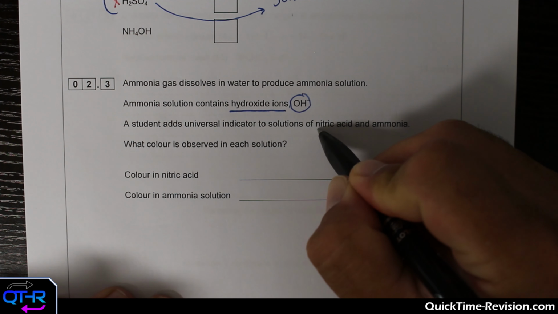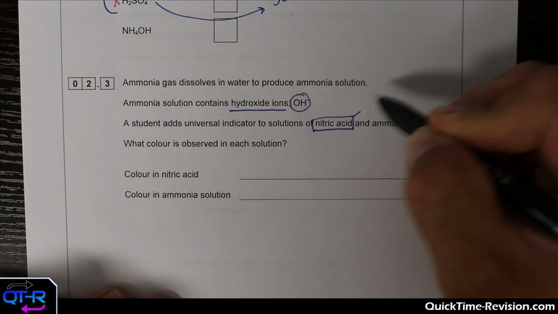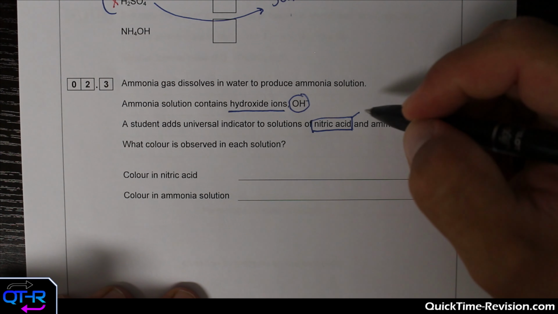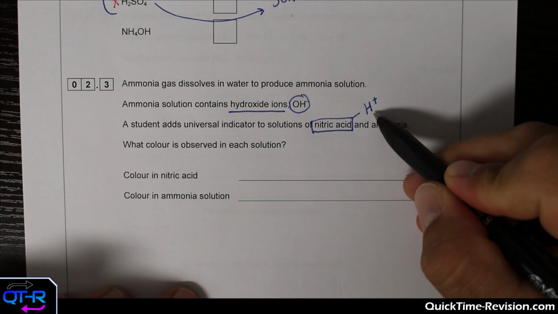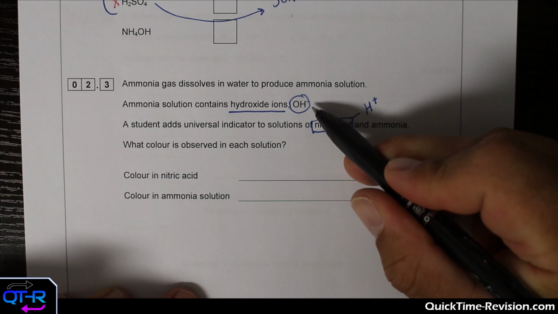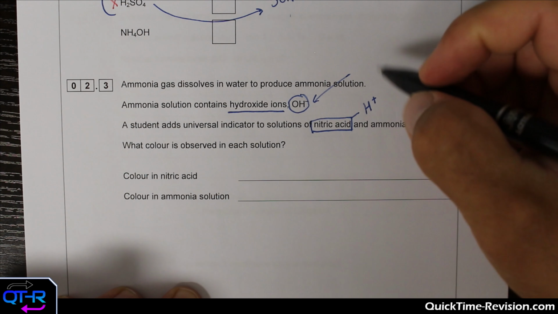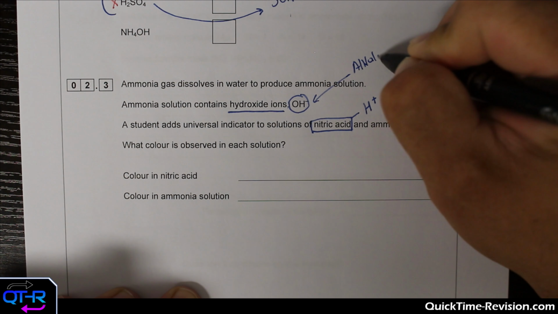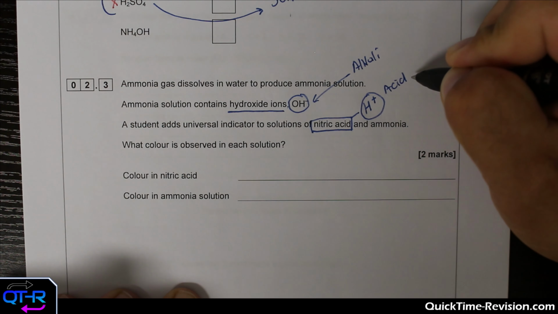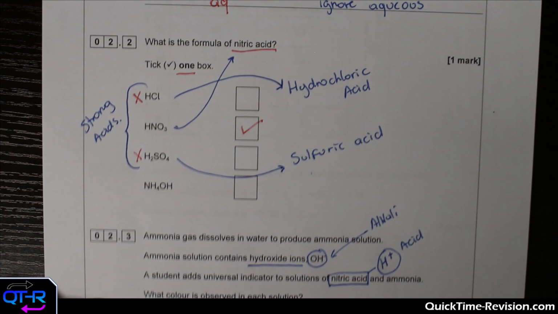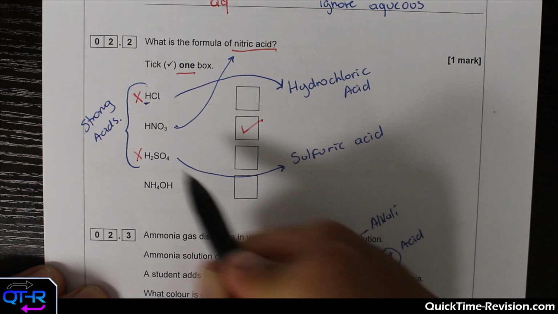Now, we know that nitric acid is an acid, and we know that all acids, or at least I expect you to know this by now, all acids have H plus ions. This is what makes something an acid, and this is what makes something an alkali. Okay, so if you want to make a quick note of that, hydroxide ions, alkali, H plus ions, acid.